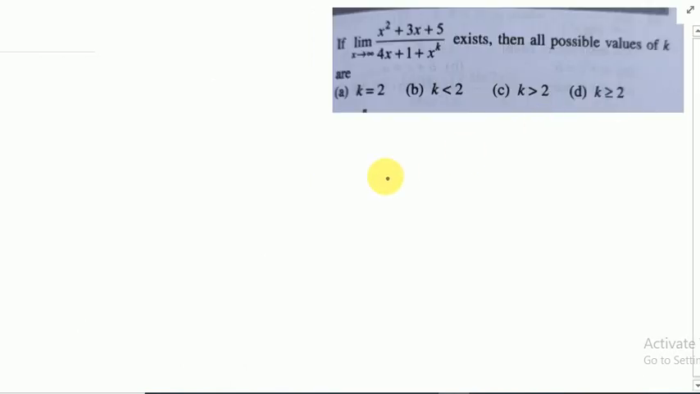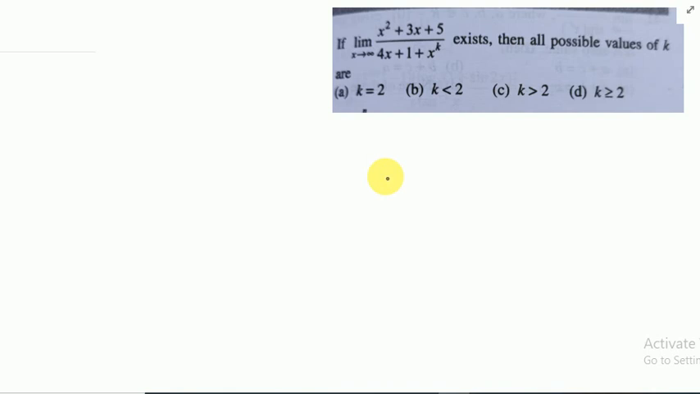So, this is: if the limit of (x square plus 3x plus 5) divided by (4x plus 1 plus x raised to k) as x tends to infinity exists, then find all possible values of k. Exist means what? There is a particular value for that. When it exists, so if it is not infinity, then it exists. We know 3 different cases. In those different cases, what should we have now? It should not be infinity. When does it become infinity?